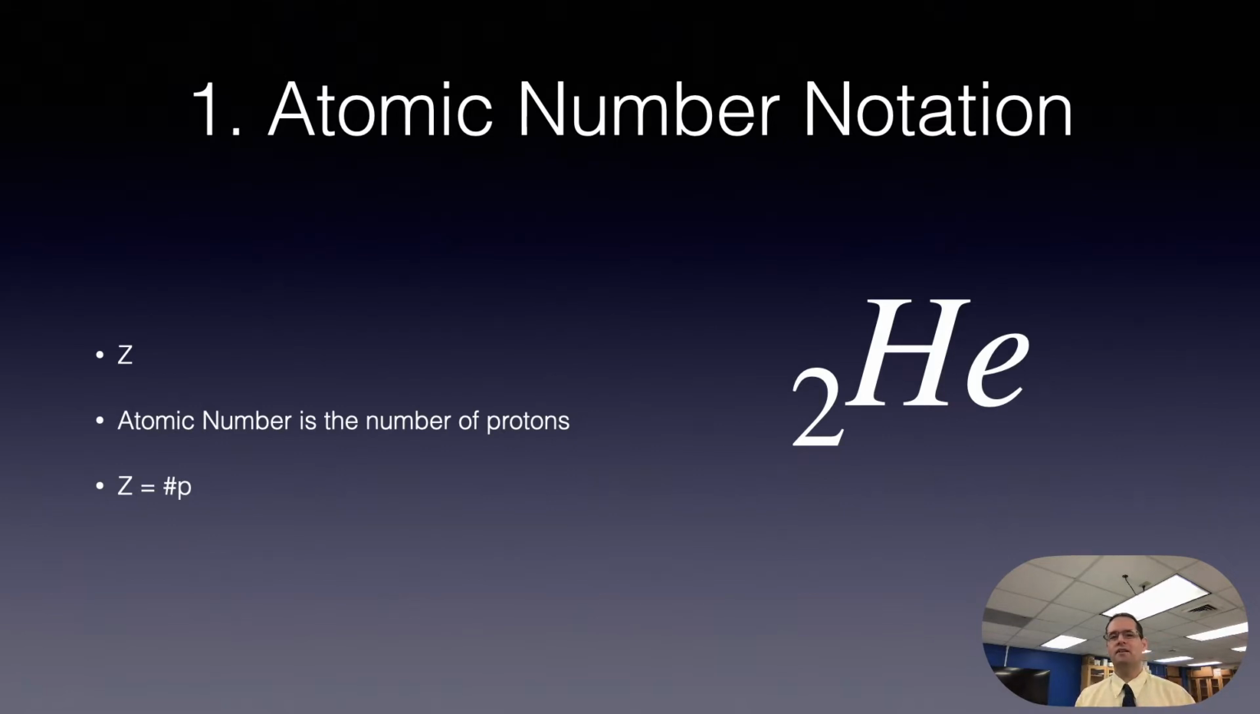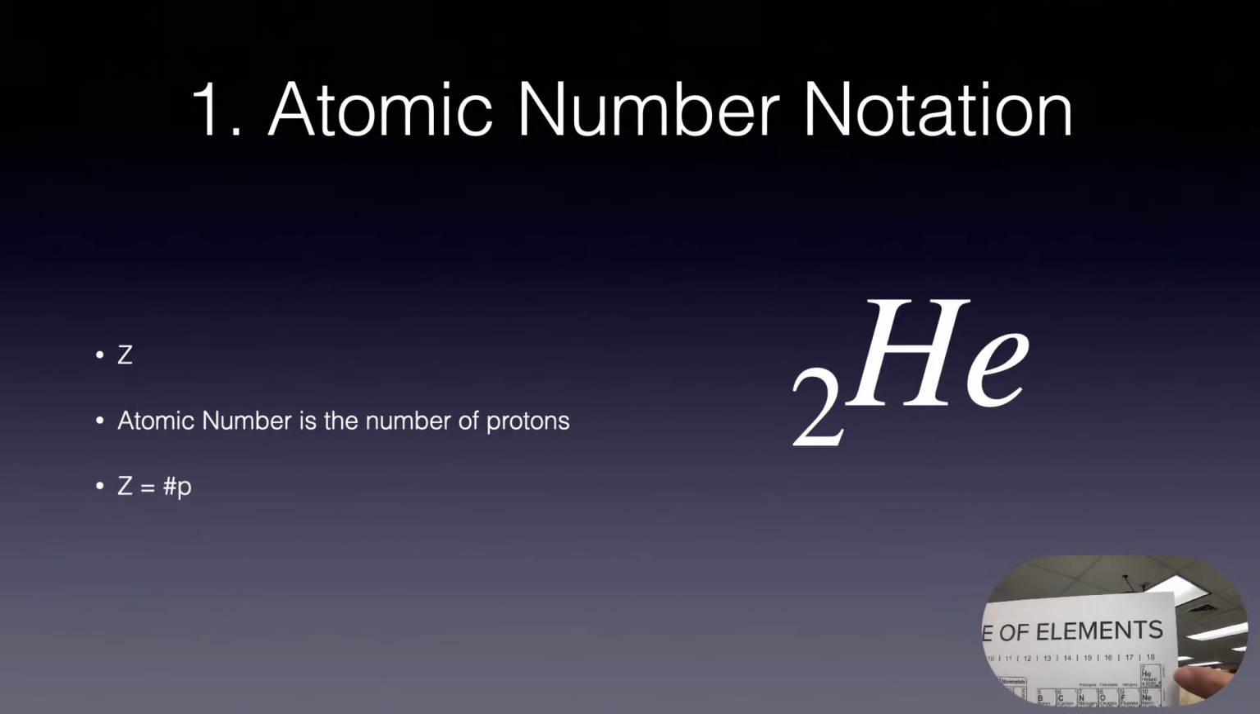Now, the atomic number is equal to the number of protons. And you might simply want to take notes here and write Z is equal to number of P, or write down atomic number is equal to number of P. The atomic number will always be a whole number that is placed to the bottom left of the nuclear symbol. Here, He stands for helium, and it is element number 2. It contains 2 protons. It's there on my periodic table.